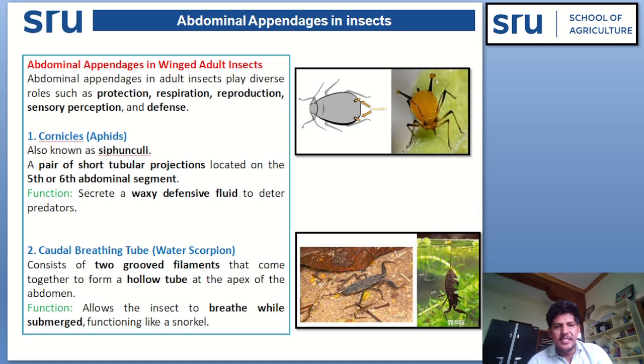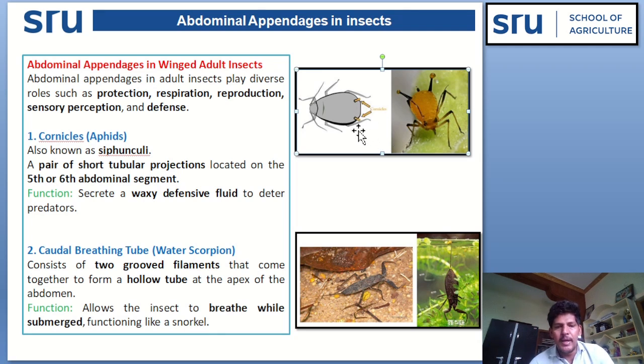Abdominal appendages in winged adult insects. These appendages play diverse roles such as protection, respiration, reproduction, sensory perception, and defense. So, first appendage in winged adult insects is the cornicle. These cornicles are there in aphids. These are also known as siphunculi.